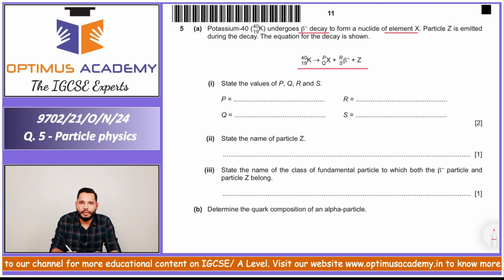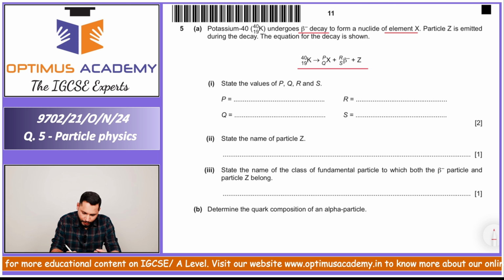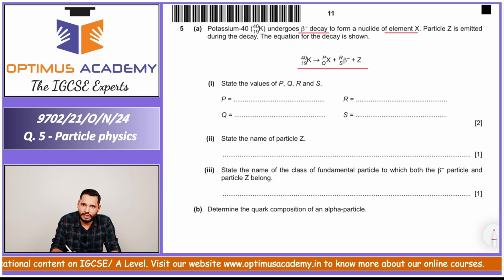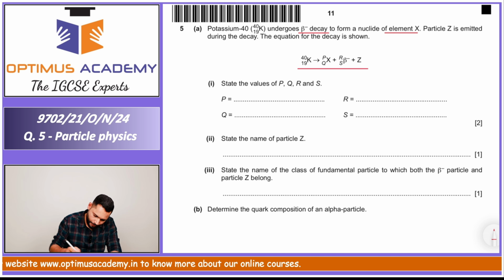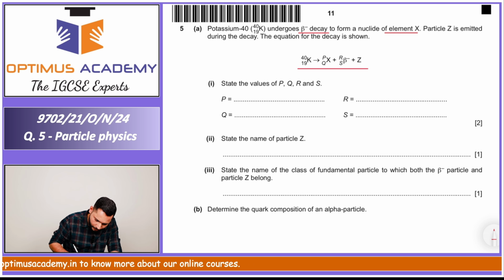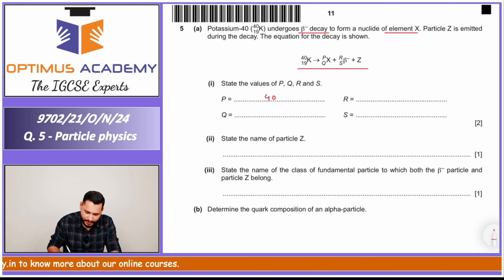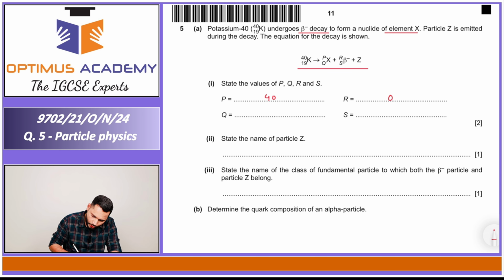We know that during beta decay, the mass number of the particle remains unchanged and a neutron changes into a proton. That's why the proton number increases by 1. So here, the value for P will be 40 because the mass number remains unchanged. R is the mass of the beta particle, which will be 0. Q is the proton number, which increases by 1, and so it becomes 20. And S is the charge on the beta particle, which is -1.